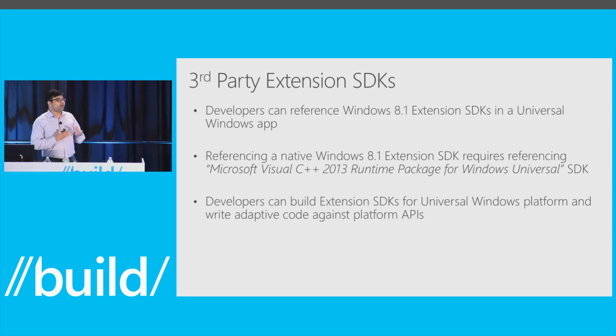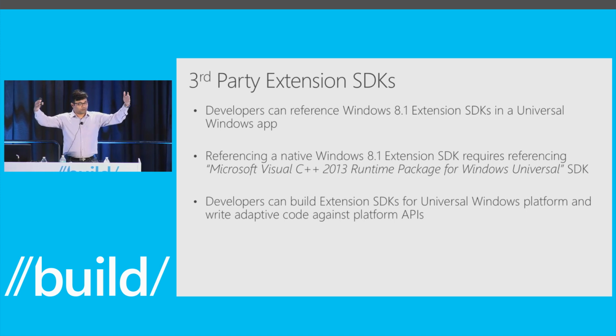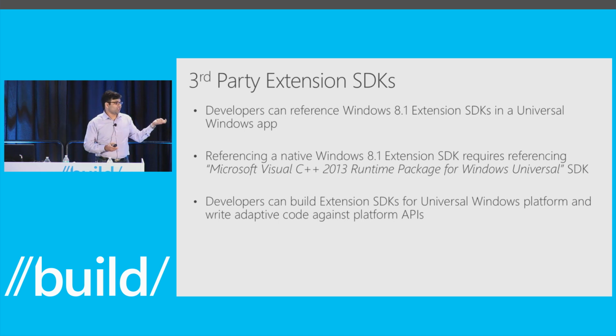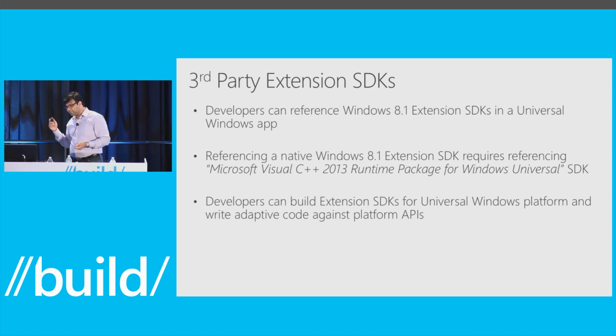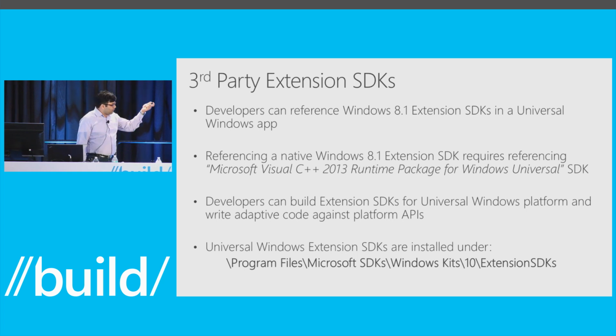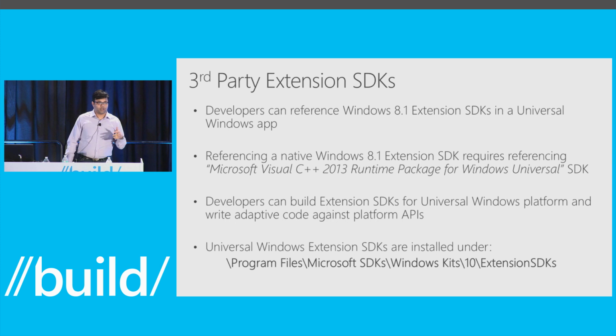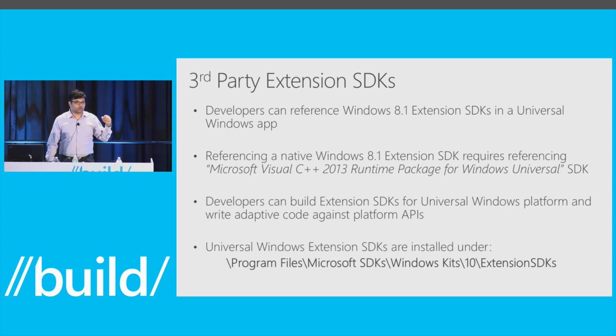Also, you can go and write adaptive code across different versions of Universal Windows Platform, right? So if there are multiple versions of Universal Windows Platform that's shipped, you can go and write adaptive code against different versions using the type check, property checks, and everything, and still maintain a single extension SDK that works across all of them. The extension SDKs for Universal Windows Platform are located under Microsoft SDKs, Windows Kits 10 extension SDKs folder. So if you're authoring one, please make sure you install it in the right location, else it's not going to work.